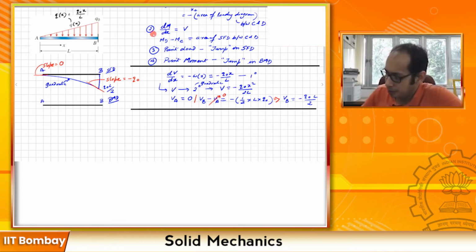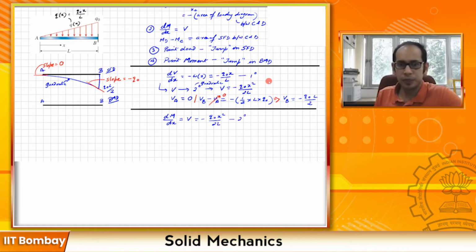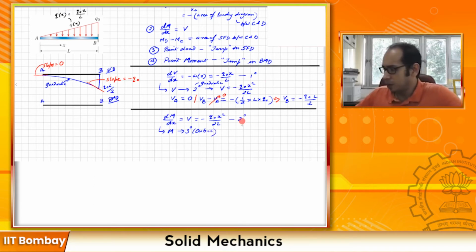So I know that dM/dx equals V, and in this particular case I have also written the expression for V over here. So that is minus q naught x square by 2L, which is degree 2, because we saw the shear is a quadratic. So that kind of tells you that your M will be cubic. Right? Okay, so now M is going to be cubic.